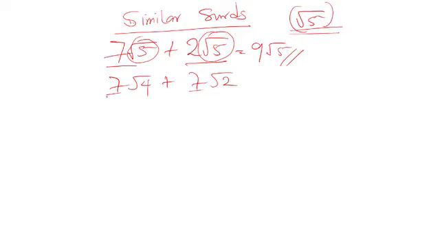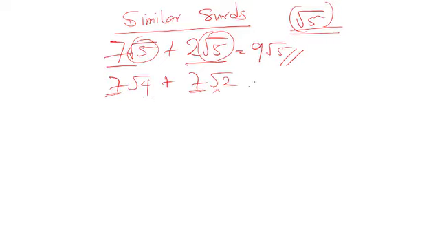Despite the fact that 7 here and 7 here are equal, we don't pay attention to this point, but rather we pay attention to root 4 and root 2. Since they are not the same, this surd is not similar.